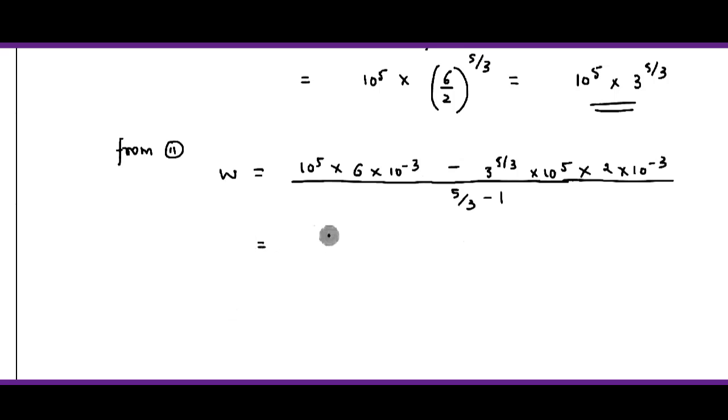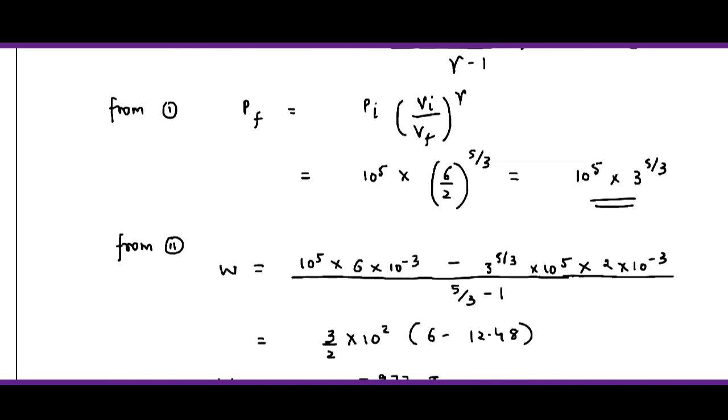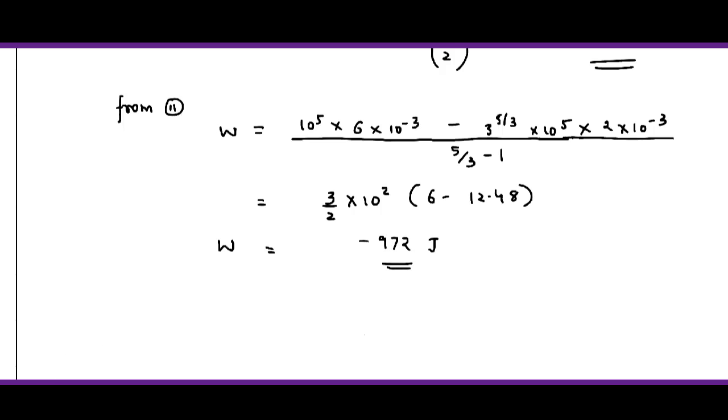So here we can write it as 3 by 2 into 10 raised to 2, and inside we have 6 minus 12.48, after multiplying 3 raised to 5 by 3 into 2. So the final answer comes out to be minus 972 joules. This is the work done for this adiabatic process. I hope you have understood the concept, and thank you for watching.